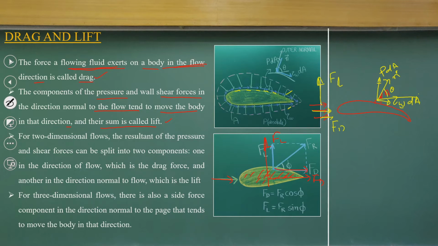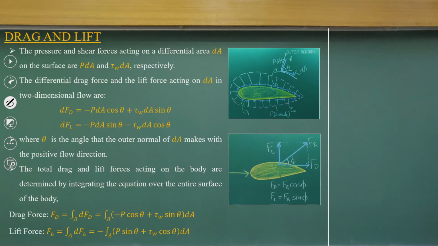So, in two dimensional flow, the resultant of the pressure and shear force can be split into two components, one in the direction of the flow, which is the drag force, another in the direction normal to the flow, which is the lift. That is what I am repeatedly saying. But generally we have three dimensional structures where a side force component also comes, normal to the page, normal to this blackboard, to move the body in that direction. Anyway, we are not discussing how three dimensional flow happens in this course curriculum.